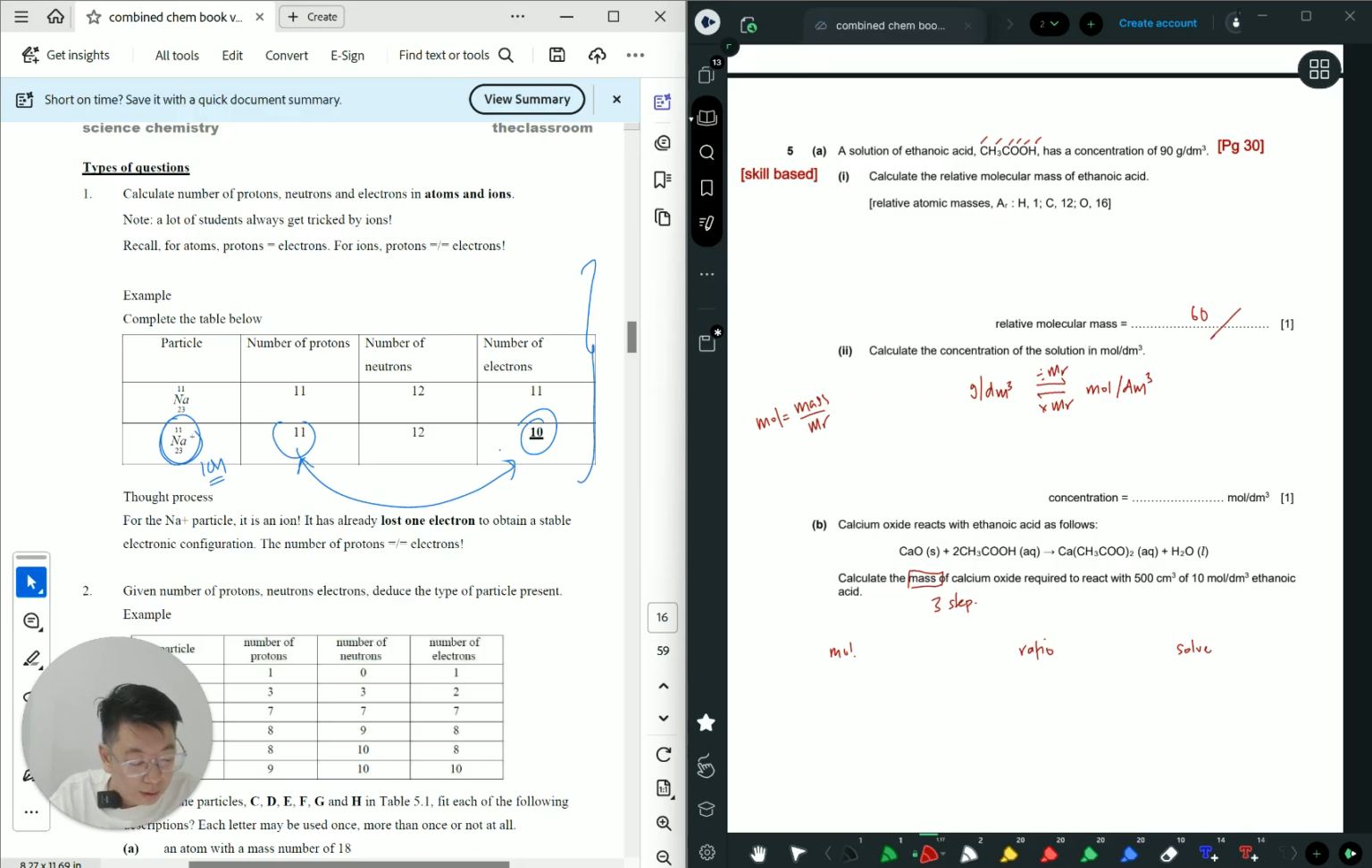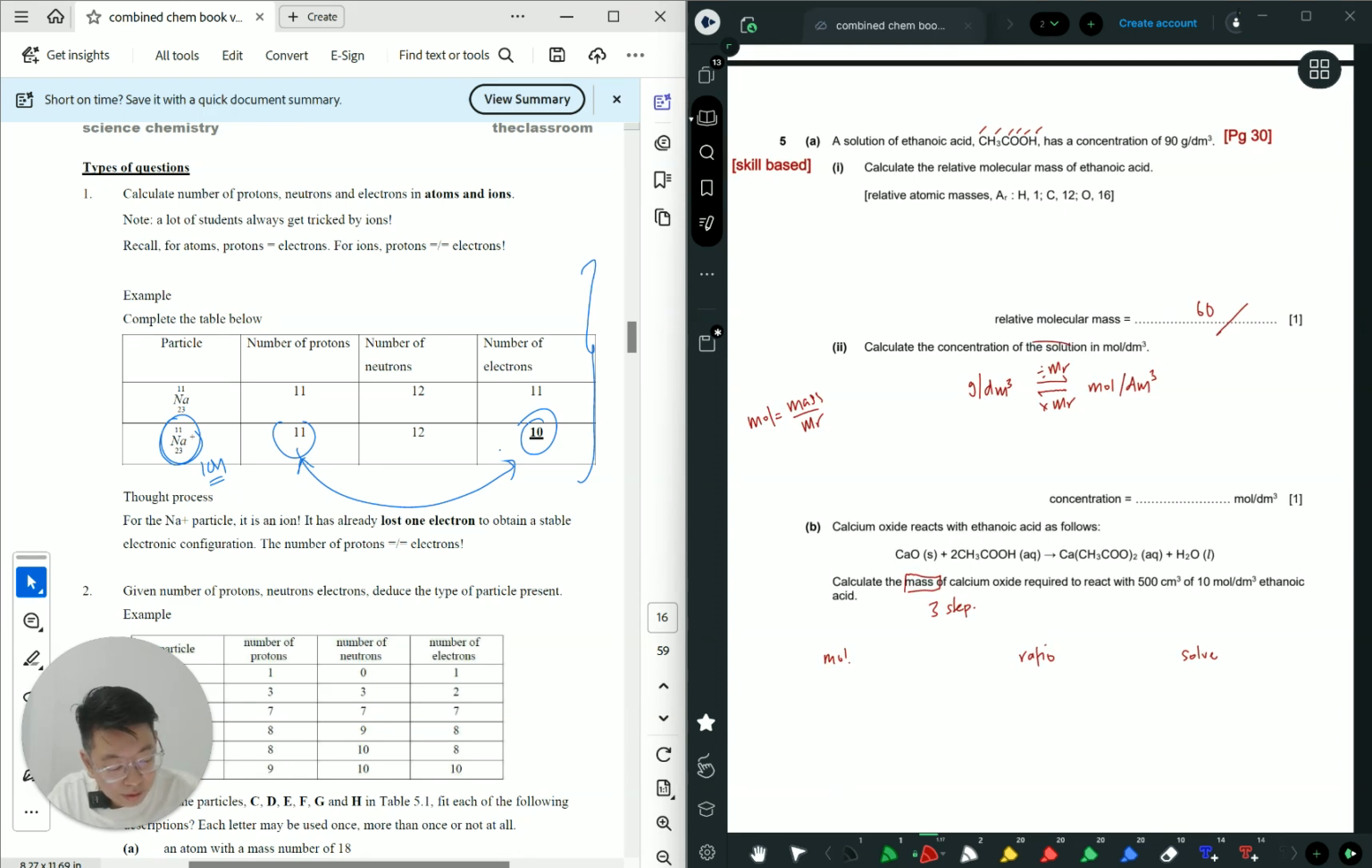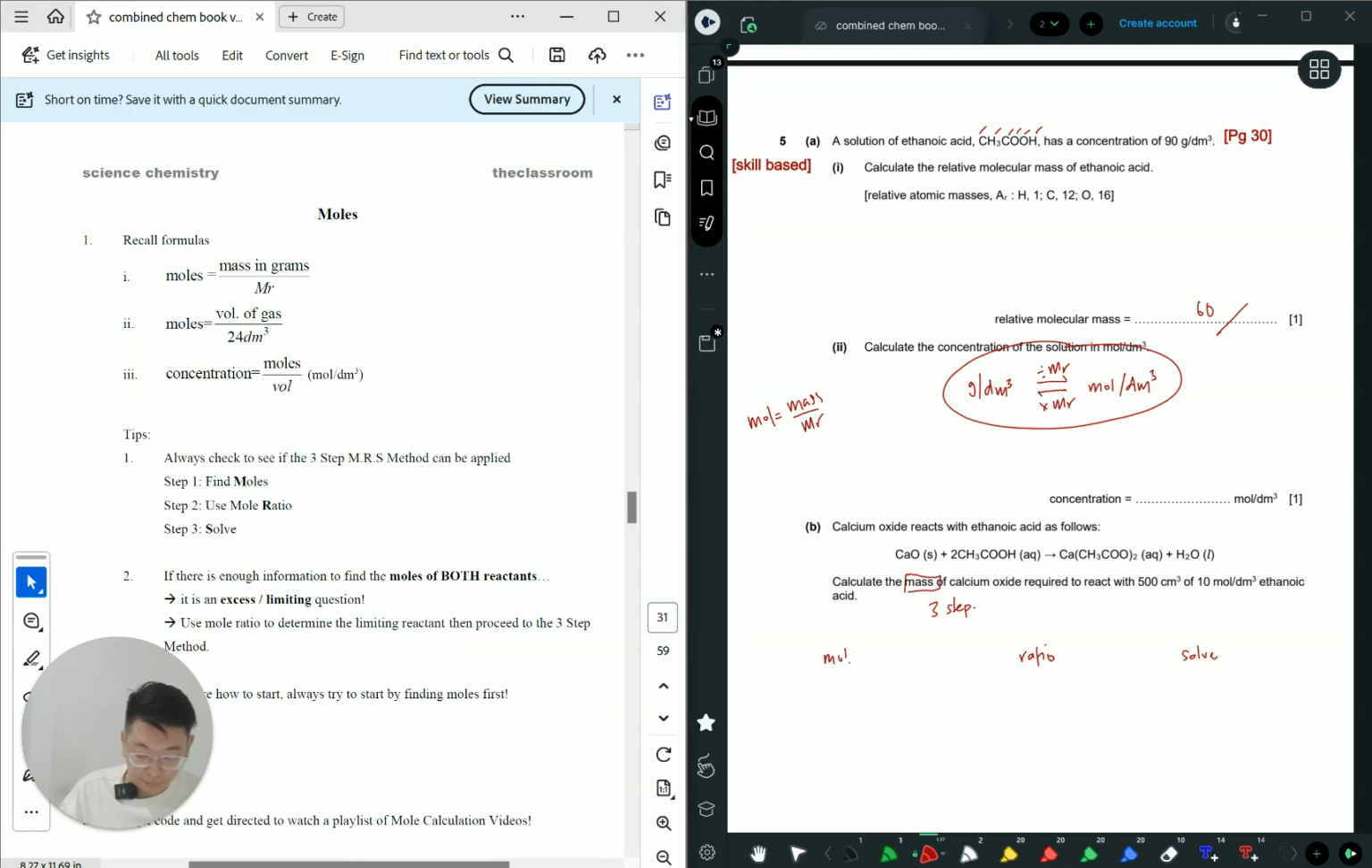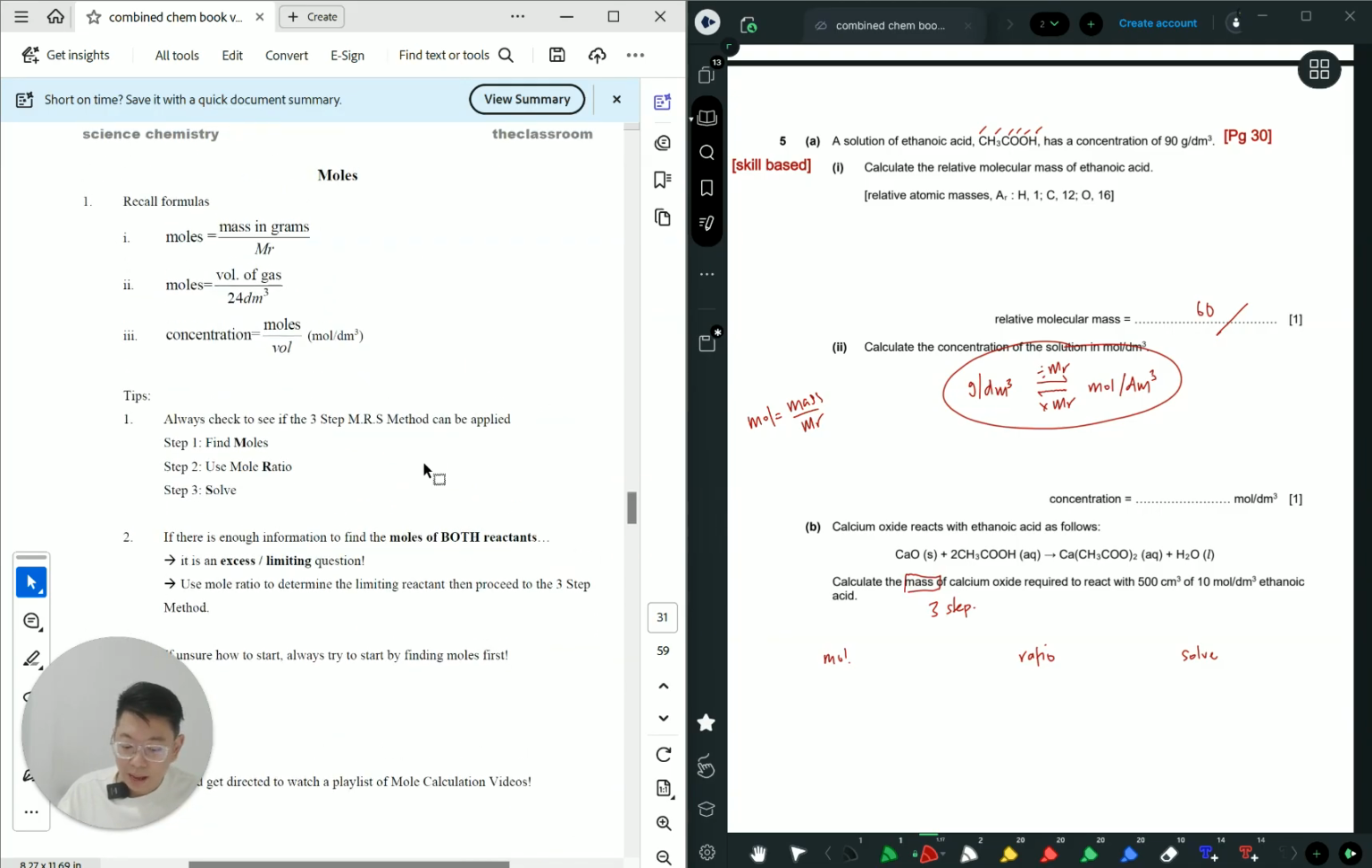Now here, to calculate concentration in mole per dm cube, there is a formula here. Now some students will be like, how do you get the formula? It's not in your Ninja notes. Hold on, let me go to page 30. Okay, now in the Ninja notes, I didn't give you how to convert from gram per dm cube to mole per dm cube. But what I did was I showed you how to get from mass to moles. And that's actually formula number 1. Now you see, to get from mass in grams to moles, you just divide by MR.